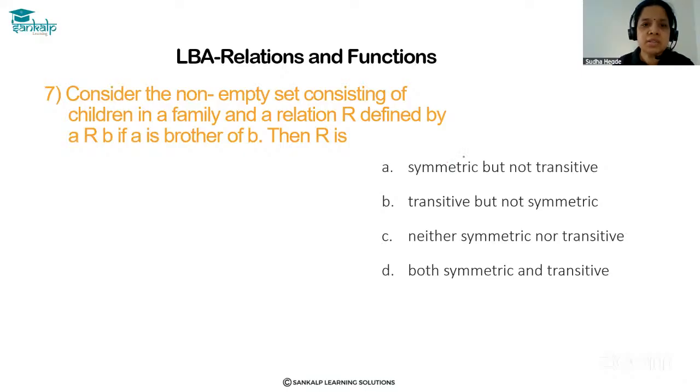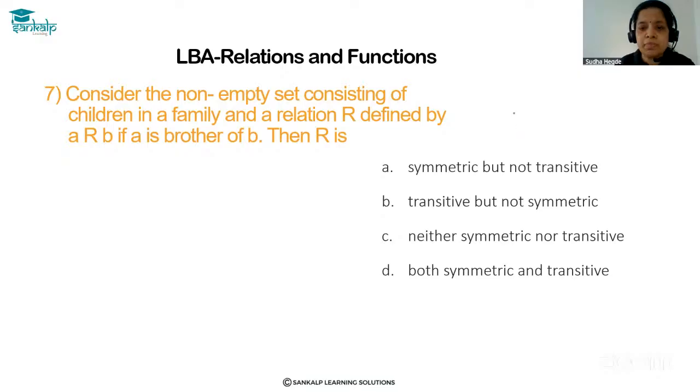Hi students, let us consider the question. Consider the non-empty set consisting of children in a family and a relation R defined by a R b if a is brother of b. Then you need to check whether R is symmetric, reflexive, transitive or not.